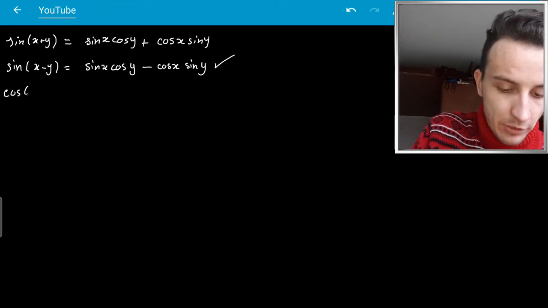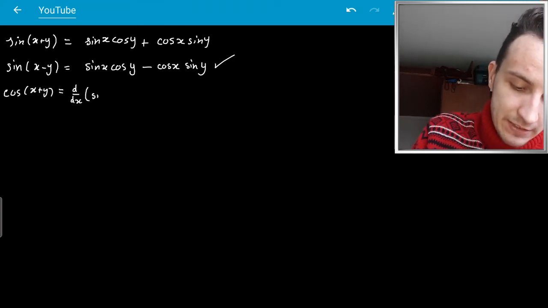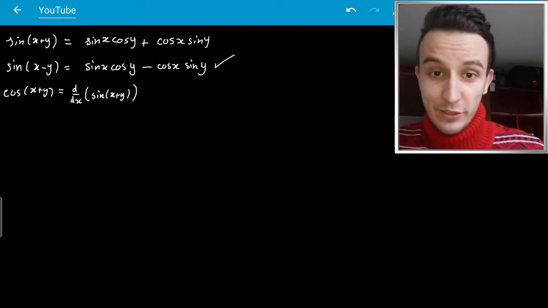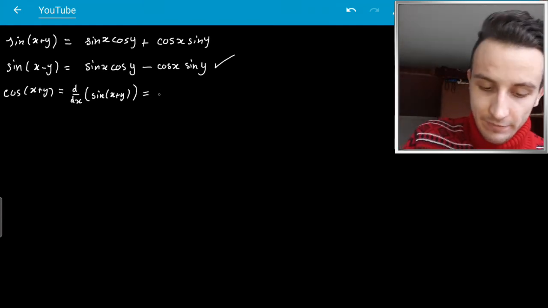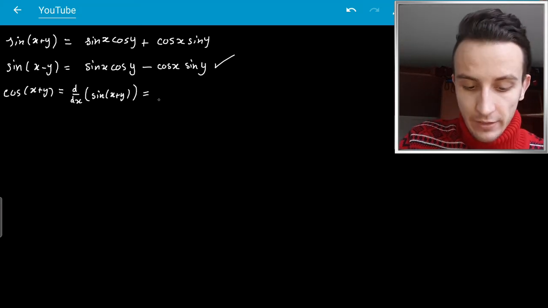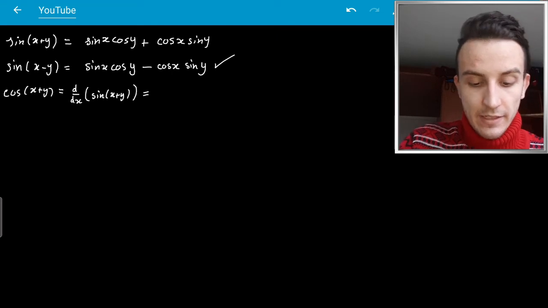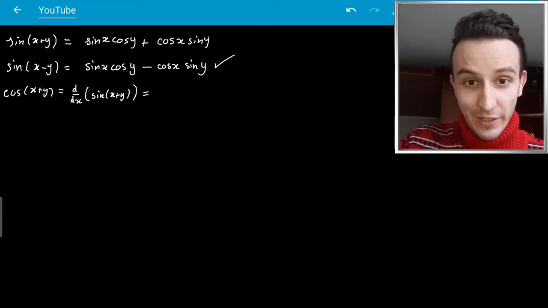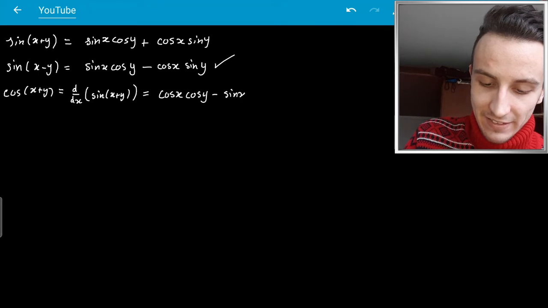Okay. How about cosine of x plus y? Well, that's just d by dx of sine of x plus y, or d by dy, whatever, as long as it's linear in the first argument. So it's going to be cosine of x plus y, but we're differentiating the right hand side. So d by dx will be cosine x cosine y minus sine x sine y. Pretty nice, right?